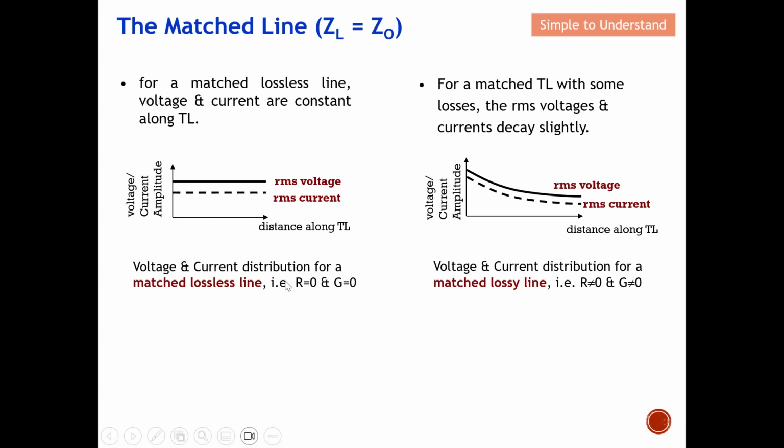But in most cases, we actually fall into the so-called realistic transmission line. It won't be lossless, it will be lossy. For a matched transmission line with some loss, you can see that the voltage and current decay slightly. Because of the loss, we have some form of decay. You can see from this scenario that the resistance is not equal to zero, it is very small, but there will still be some loss. So basically, this is under the match condition.